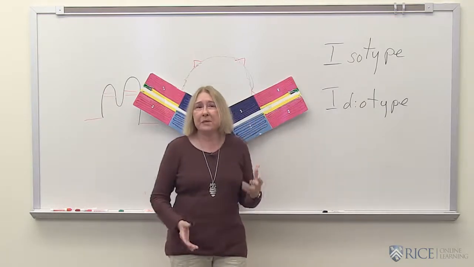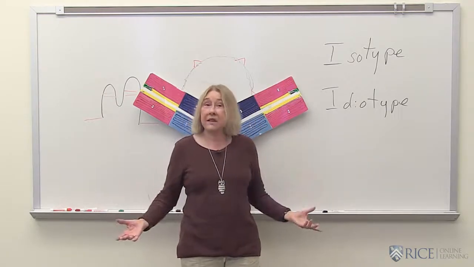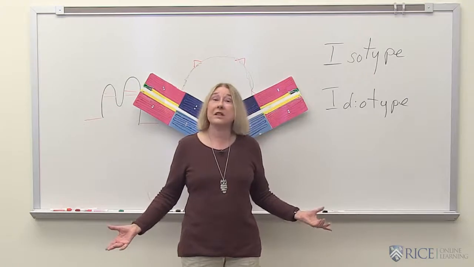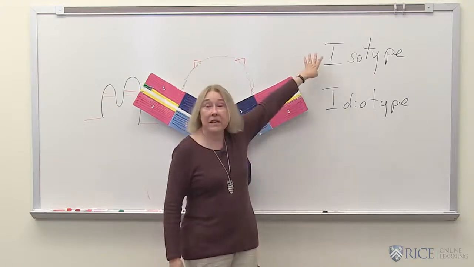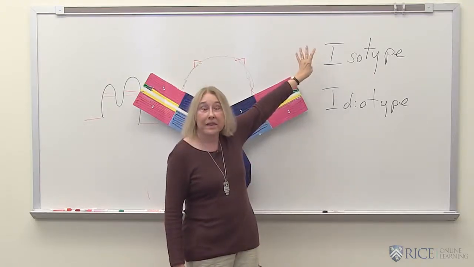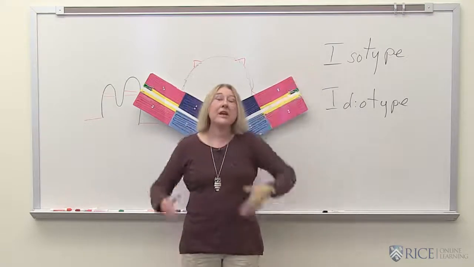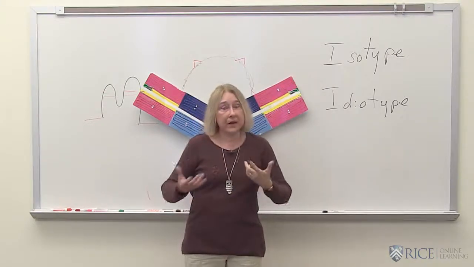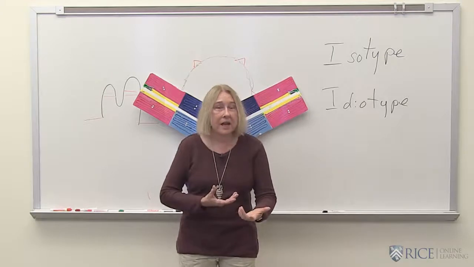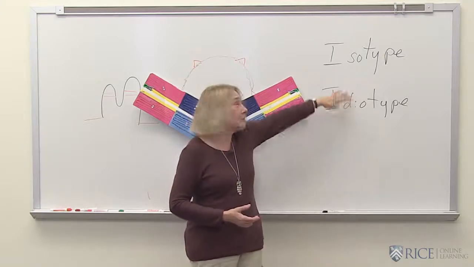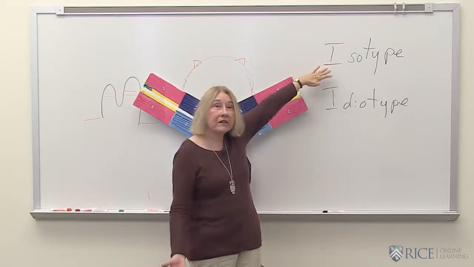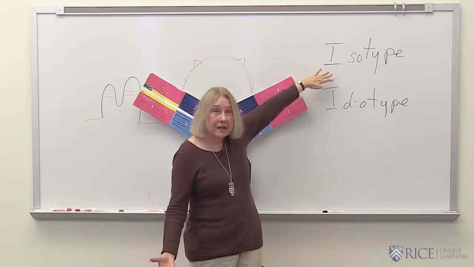So just remember that antibodies are highly varied and therefore idiosyncratic and varied in this way in what they can bind. However, if you have two of the same kind of exact classes of antibodies, they are isomorphic to each other and therefore of the same isotype.